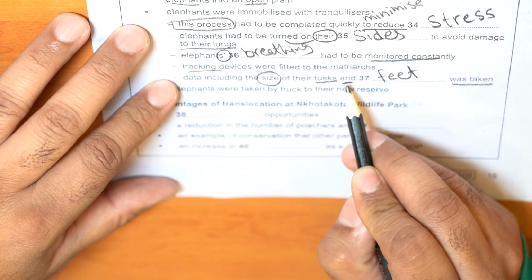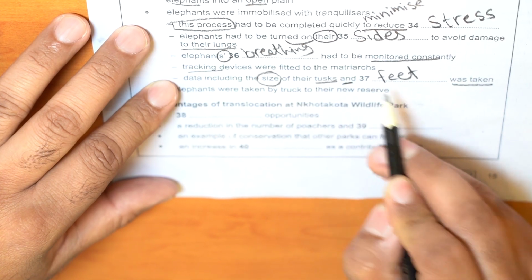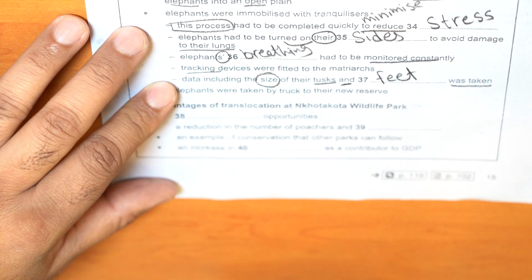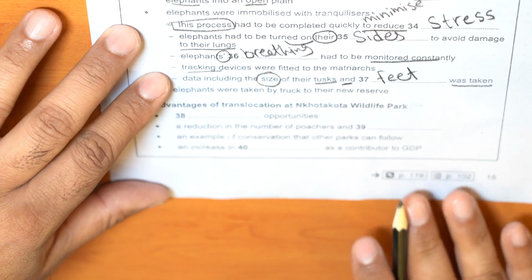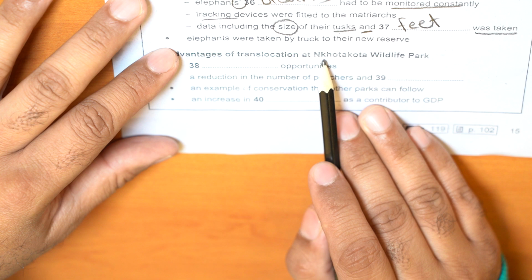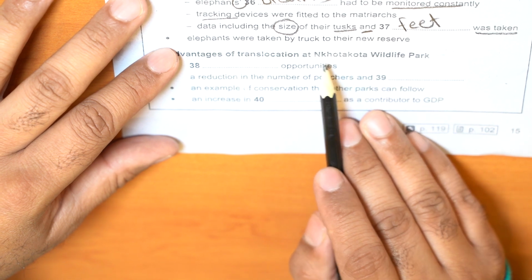For that, they use the word also of their feet. Okay, tusks and feet. The correct answer is feet. Now let's move on.